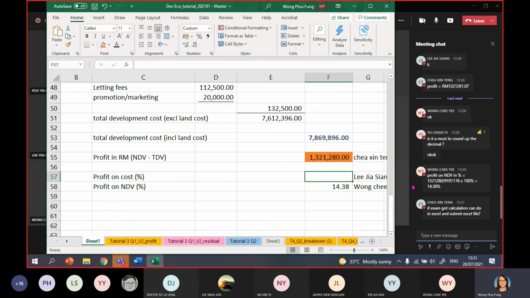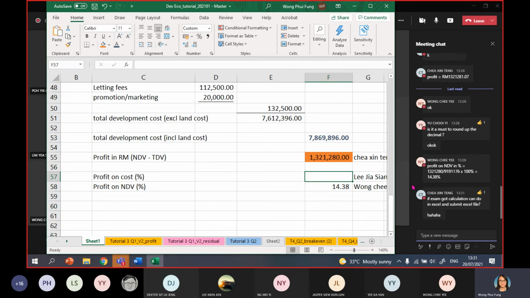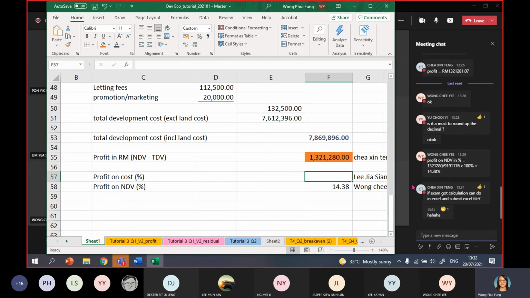Okay, very good question, Xing Ting. If the final exam has this question, of course you cannot do it in Excel, Xing Ting. Correct or not? It's actually similar to the final exam. You have to take out a piece of paper and write it down by hand, no Excel. Cannot submit in Excel, okay? I did it myself already. Last question.